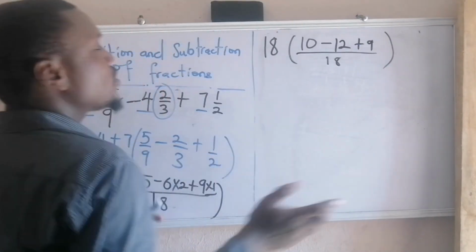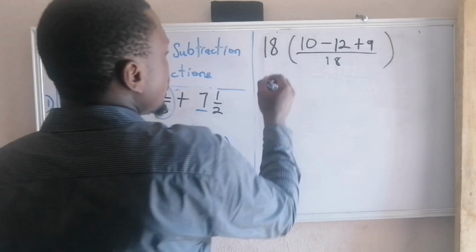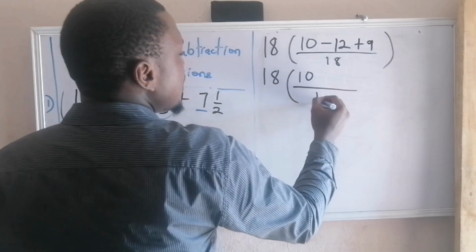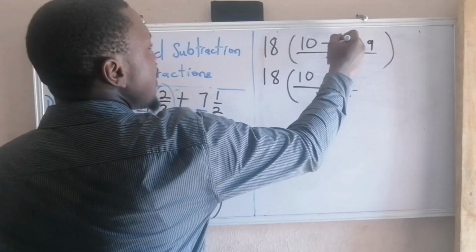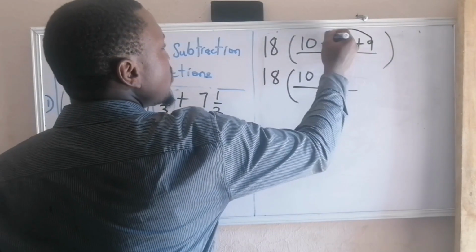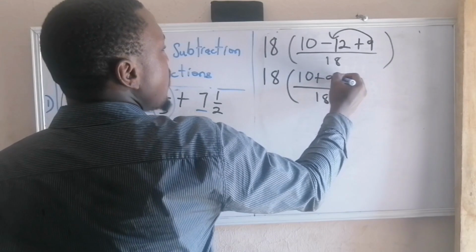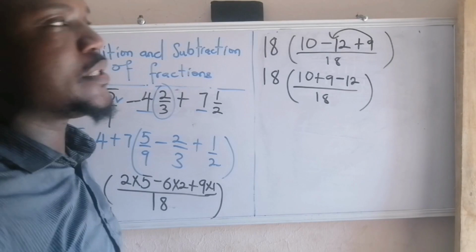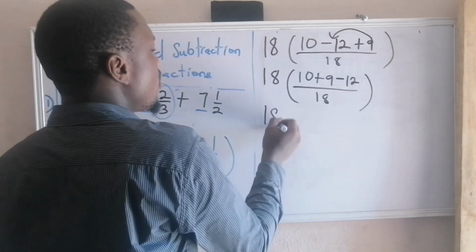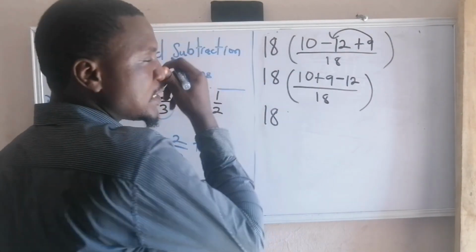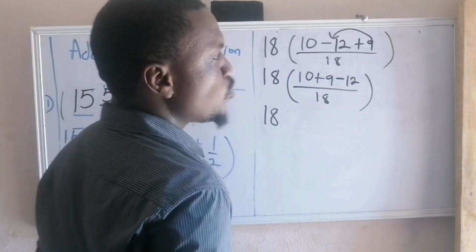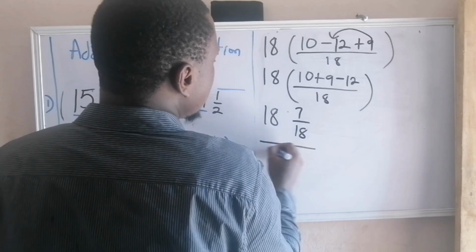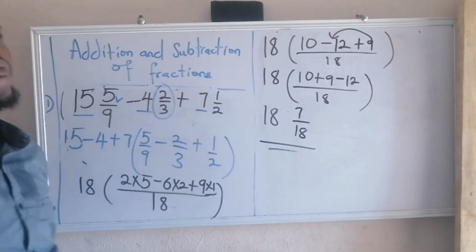Now, if you look at this, I can rearrange my numerator, because 10 minus 12 is going to give us a negative value of 2. So I can rearrange it to make our work simpler by writing 10, then bringing plus 9 to the front and taking minus 12 to the back. So this should make our work easier. We have 18. What is 10 plus 9? 10 plus 9 is 19. 19 minus 12 will be 7 over 18. So our final answer is 18 whole number, 7 over 18.